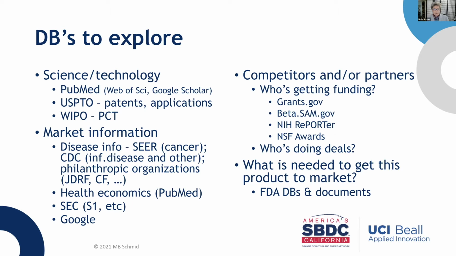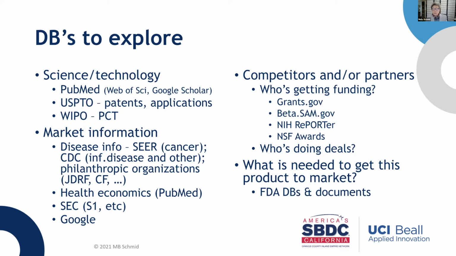There's also market information. Believe it or not, in many publications in PubMed, there is information about health economics. And what I mean by health economics is when you read a statement that says, when we get this wrong, it costs every patient $30,000, or it costs the hospital $30,000. Someone's actually added all that up and typically has published a paper. The Securities and Exchange Commission has information that's relevant to us as companies go public.